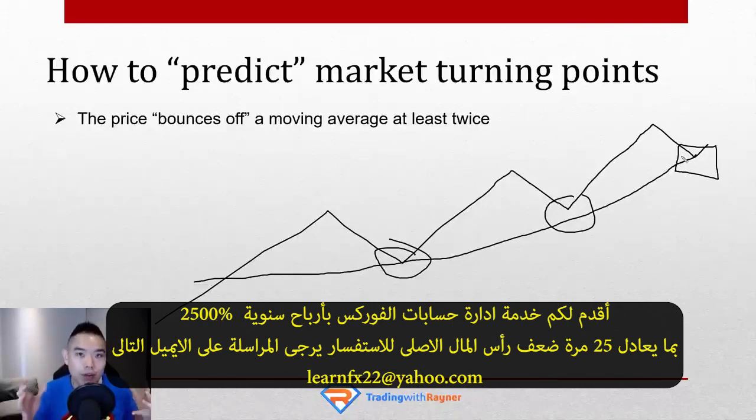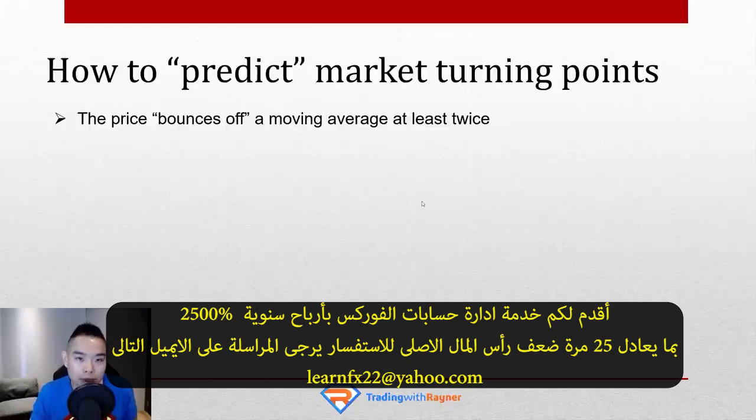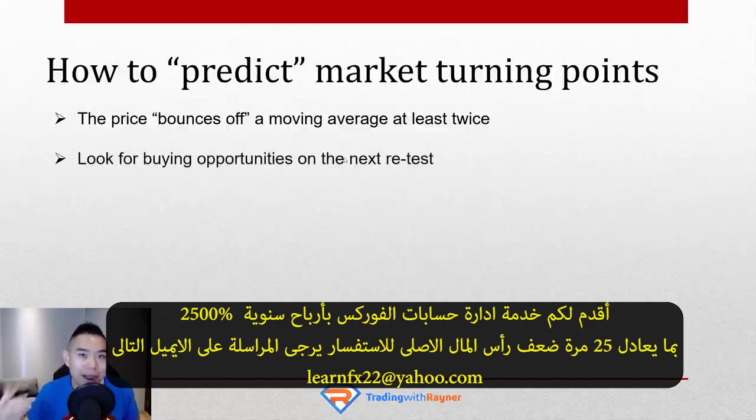So this is what I look for. I look for a minimum of 2 tests, that the market has bounced off at least twice. And when there are at least 2 bounces, then I can look for buying opportunities on the next retest. So let me share with you a couple of examples so you know how this works.